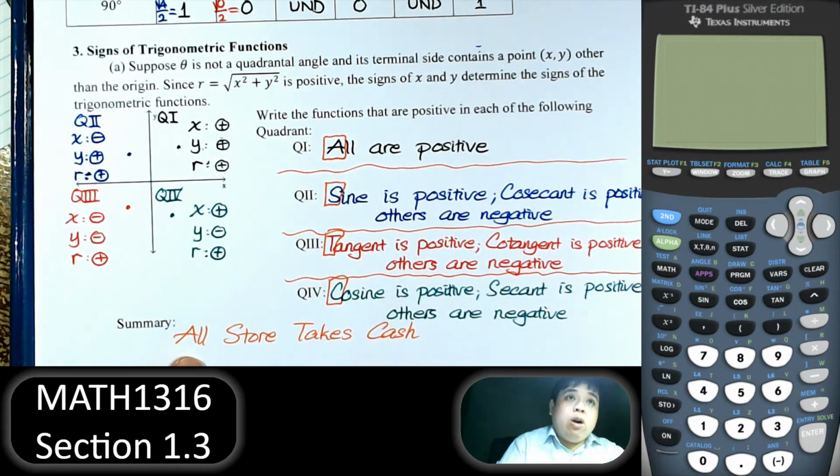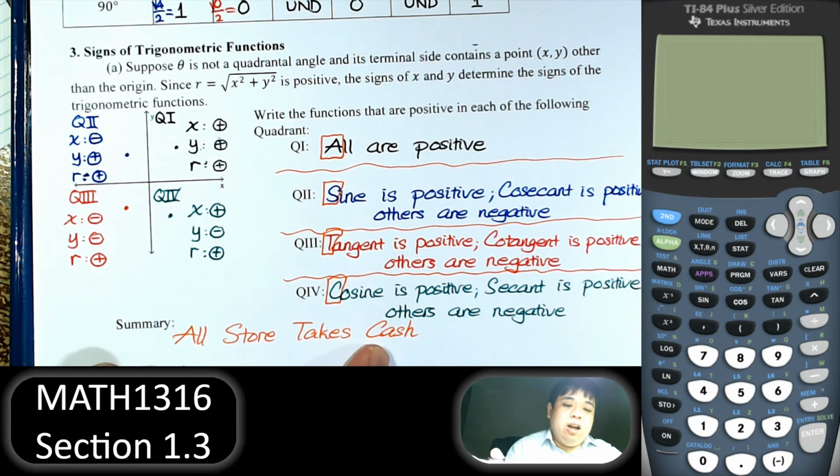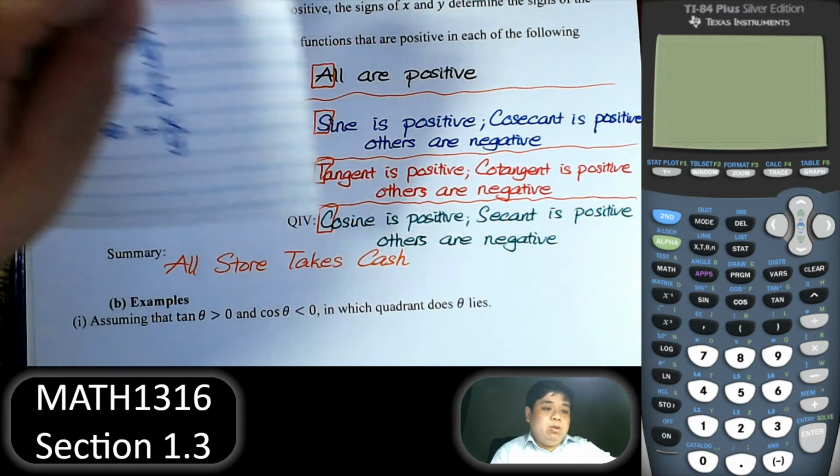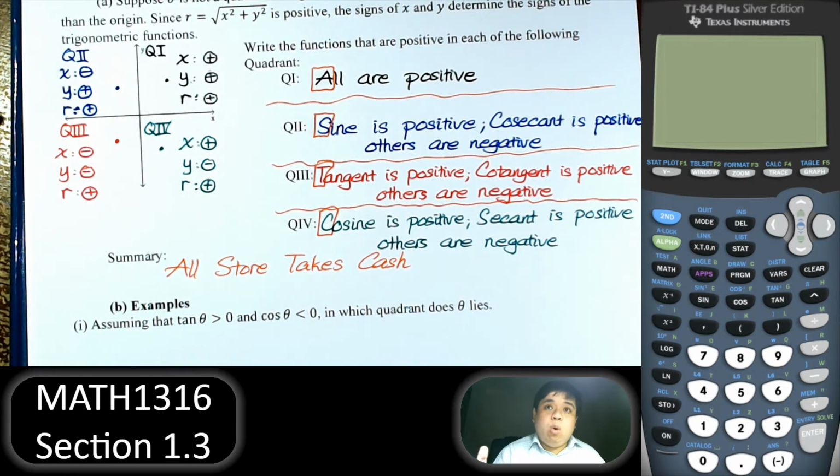So in the first quadrant, all are positive; second, sine and its reciprocal cosecant; third quadrant, tangent and its reciprocal cotangent; fourth quadrant, cosine. At least you have to know the definition, because everything goes back to x, y, and r. Let's look at some examples here.